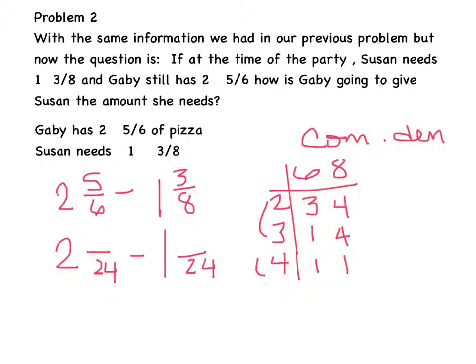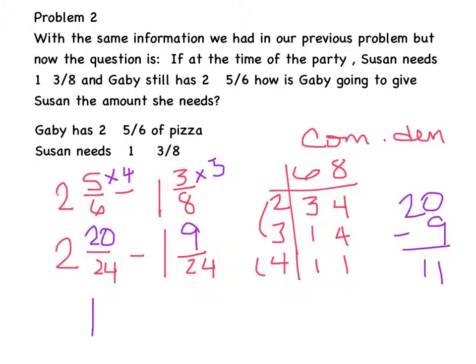What did we multiply 6 by to get 24? 4. So 5 times 4 will be 20. What did I multiply the 3 by to get 24? 8. So we multiply 1 times 8 and get an 8... Now we're ready to subtract: 20 minus 9, 11. So my answer is 1 11/24.